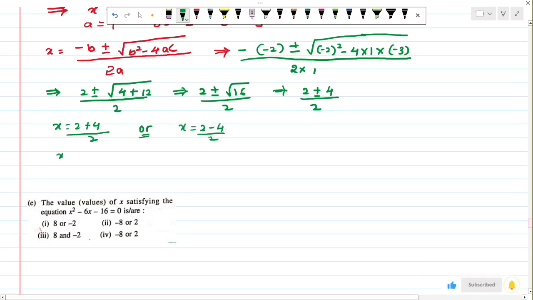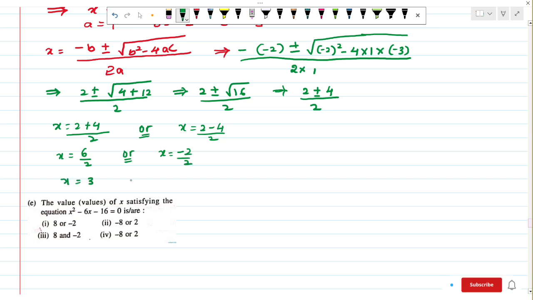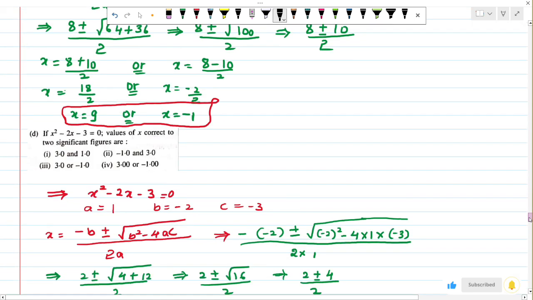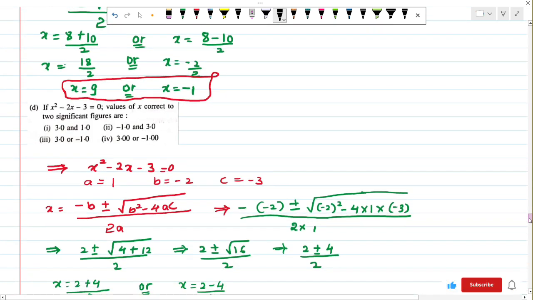So if I simplify this, I'll get 6 by 2, or x is equal to minus 2 by 2, and I'll get x is equal to 3, or x is equal to minus 1. So these are the two values of x, that is x is equal to 3 and x is equal to minus 1. So which is the correct option here? The correct option is option D, that is 3 as well as minus 1. So I hope this question is clear.